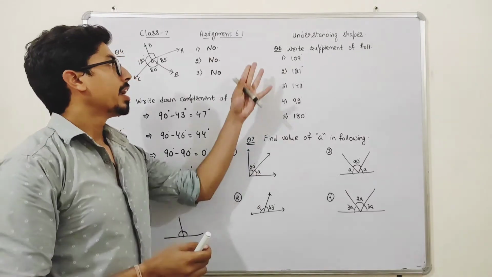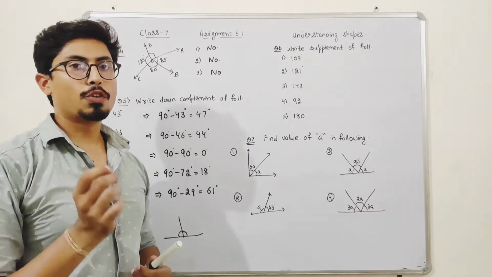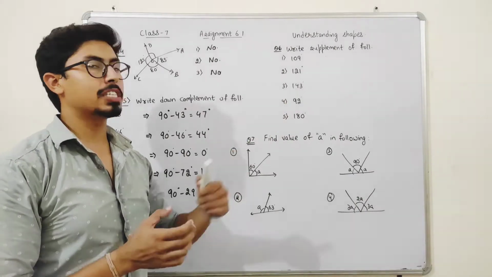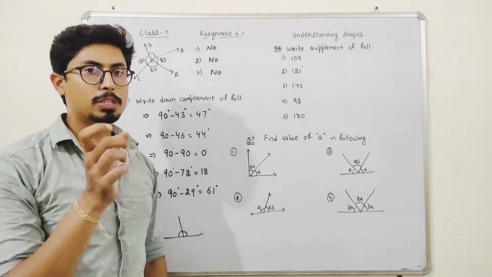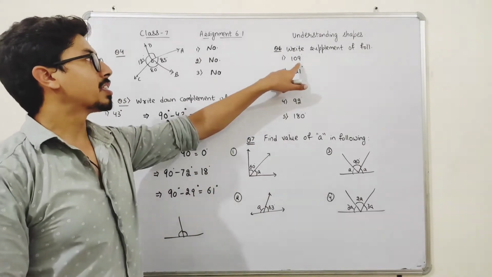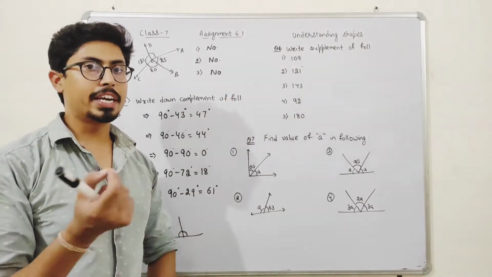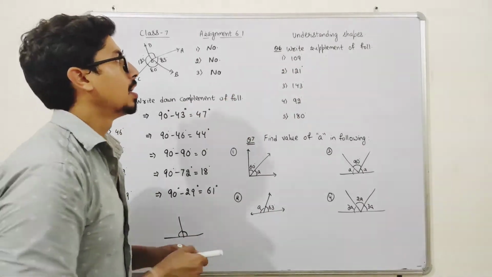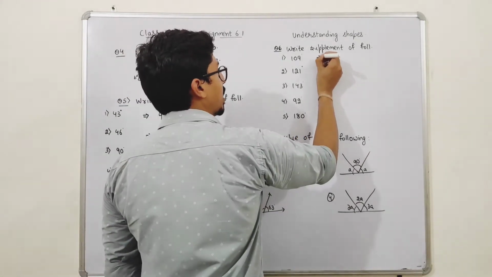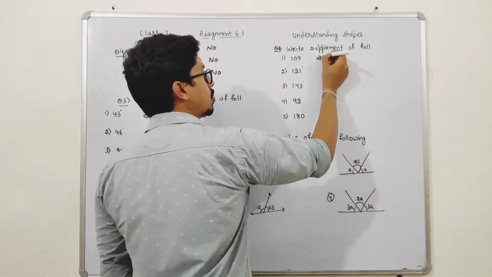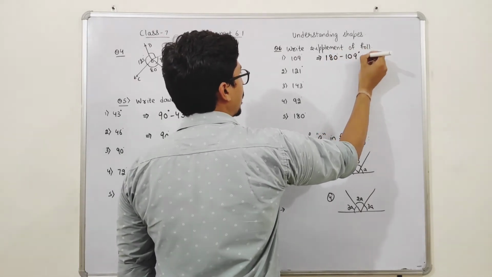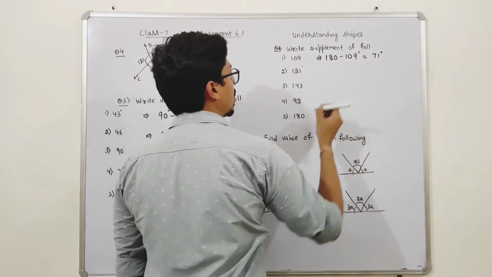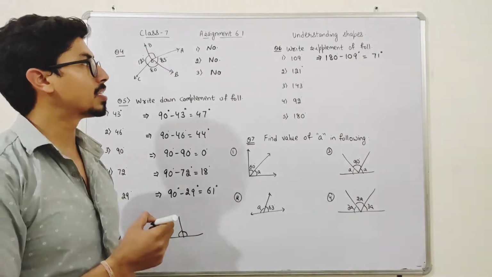Okay students, in question number 6, I have to find out the supplementary angle of these angles. Supplementary angles are those angles whose sum is 180 degree. If one angle is given, the other angle will be 180 degree minus that particular angle. So the supplement of 109 will be 180 degree minus 109. So it will be 71 degree. Answer will be 71 degree students.